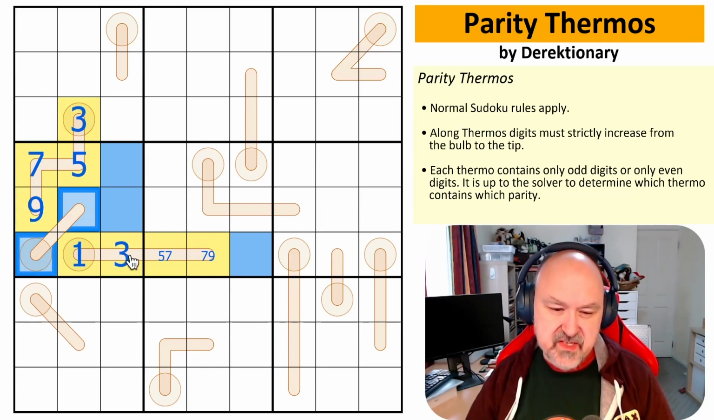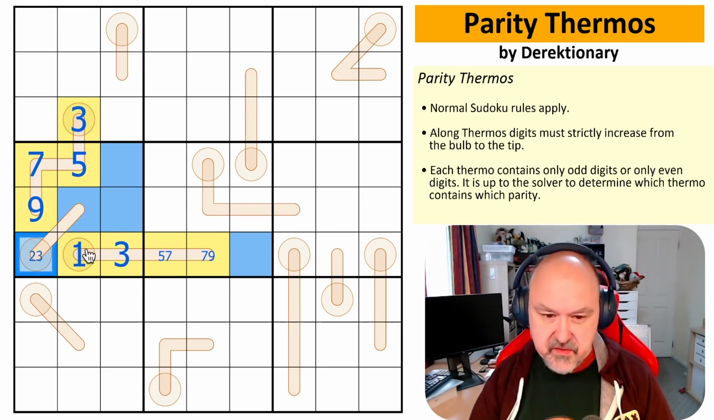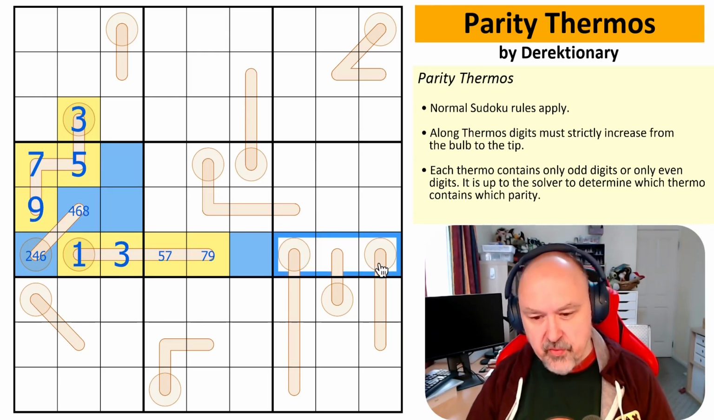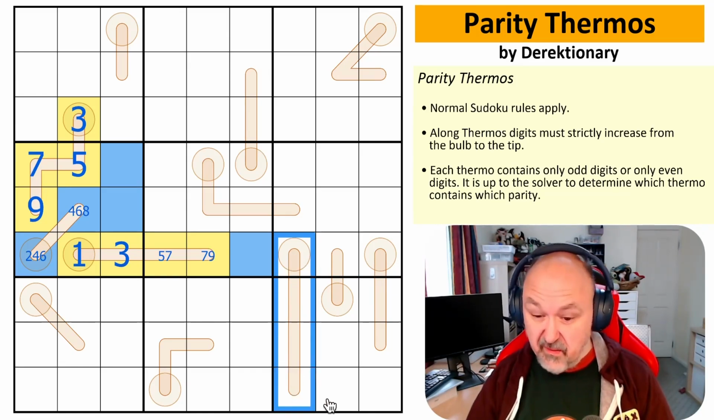This is only 2 cells long. So these are triples, 2, 4, 6, 4, 6, and 4, 6, and 8. Don't know anything about that yet. So the one over here is a 5, a 7, or a 9. So that can't be odd, because if this was 5, 7, or 9, this would go 5, 7, 9, 11. That's not going to work.